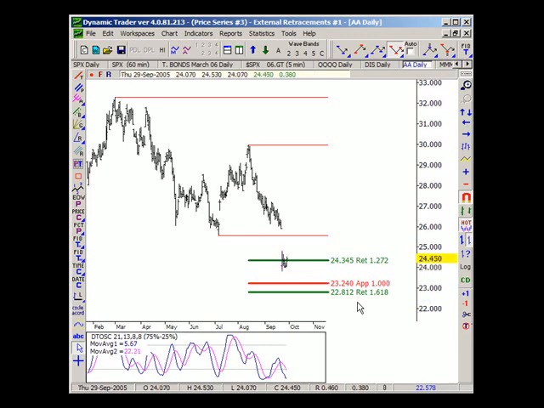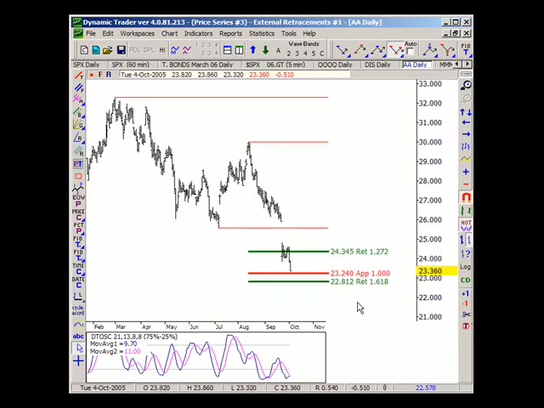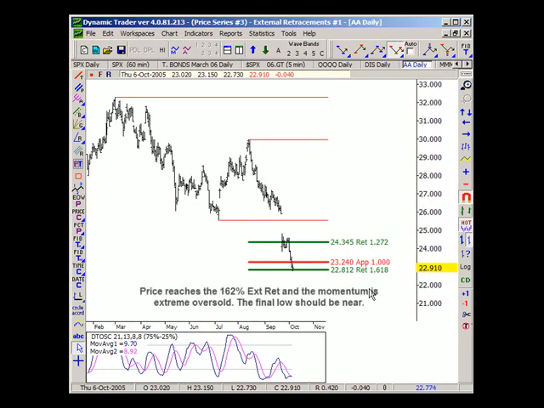So let me just add some bars on here. We've got now both lines of our momentum indicator deep in the oversold zone. We should be very near the final low of this section down, and we're just above the 162% external retracement. So we add some more bars. Actually, as of that last bar in the chart, we've tagged the 162% external retracement, which is right near the 100% alternate price projection, and we've made a bullish reversal in our momentum indicator.